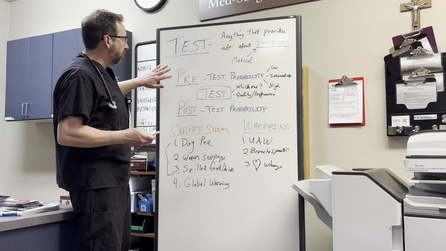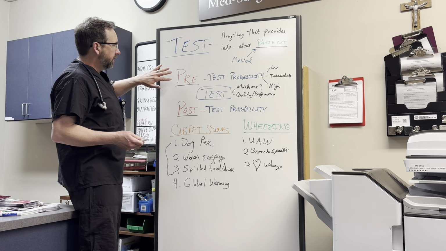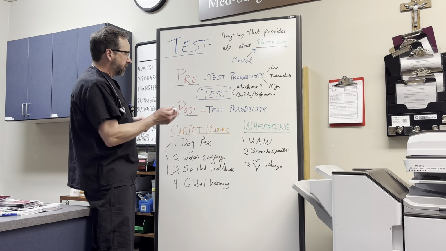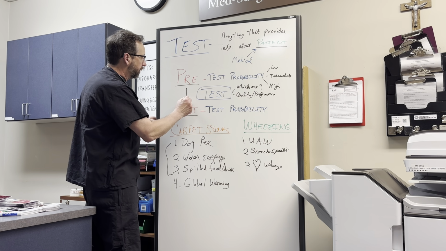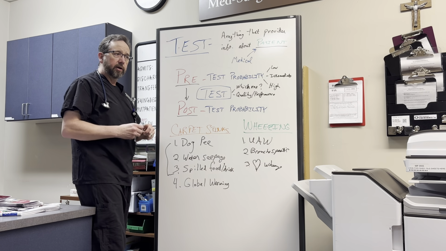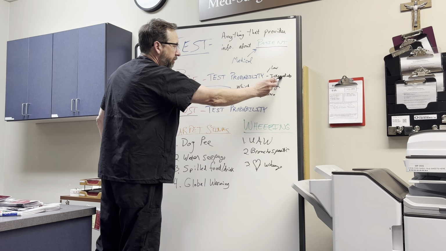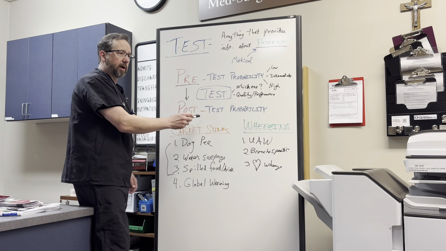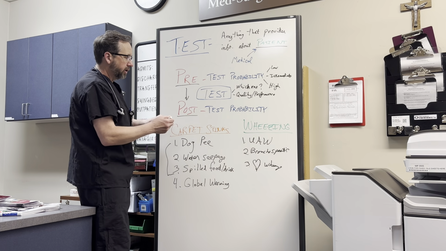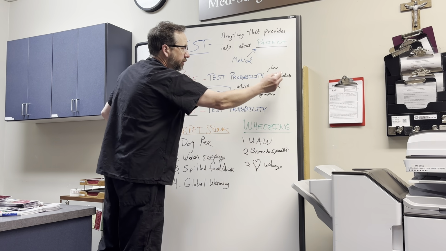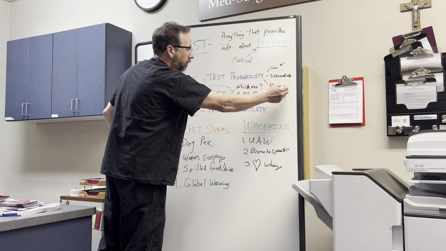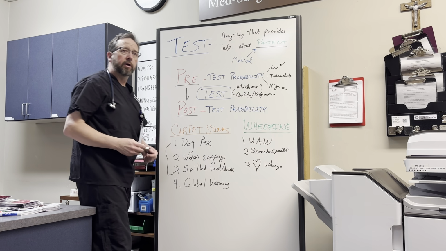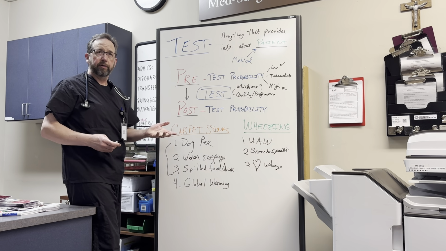And the whole point of the test is to take the pre-test probability and change it, right? If the pre-test probability is intermediate, we want the post-test probability, whatever test we choose, should change it to either really high or really low. Otherwise, it's a useless test, right?